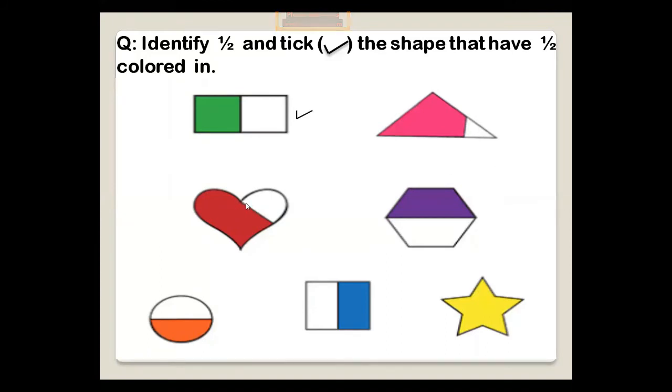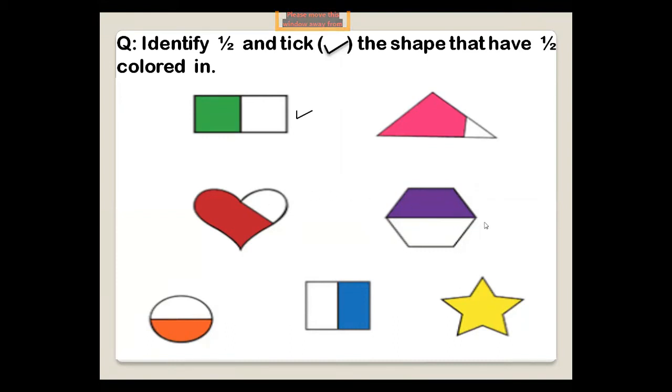It is a heart. Is it divided into two equal parts? No. The colored part is bigger and the blank part is smaller. It is also not the same in size. So we will not put the tick on it. Okay. Now move towards the next.